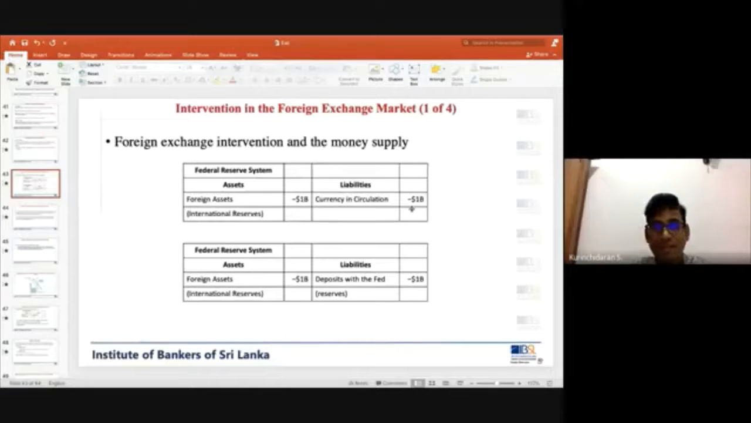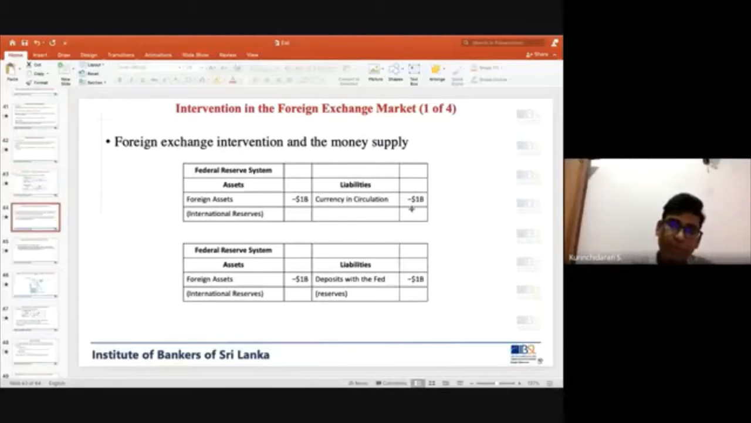If the central bank lets it go, what will happen? There will be more demand for dollars, so the dollar will appreciate. On the other hand, LKR will depreciate. To stop that, the central bank should intervene, because we have seen that appreciation and depreciation have a huge impact on the economy. We have seen that earlier.